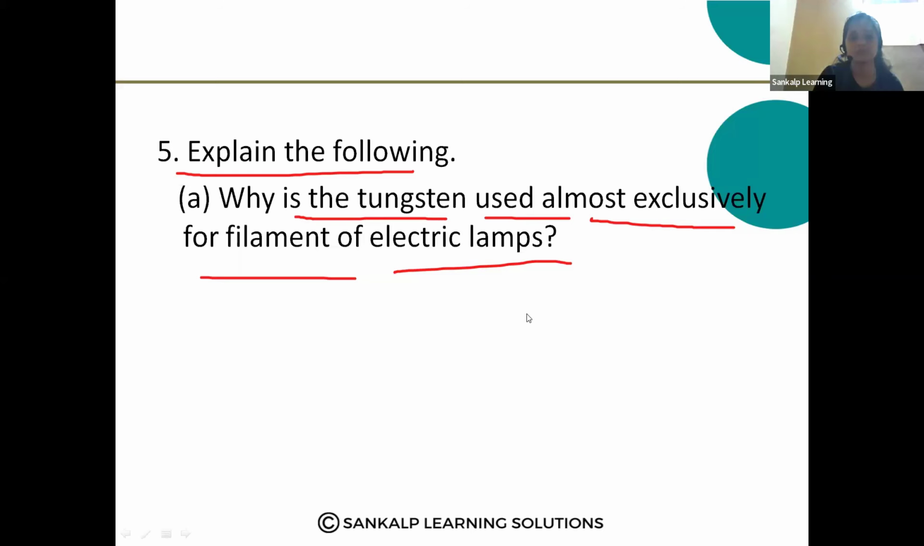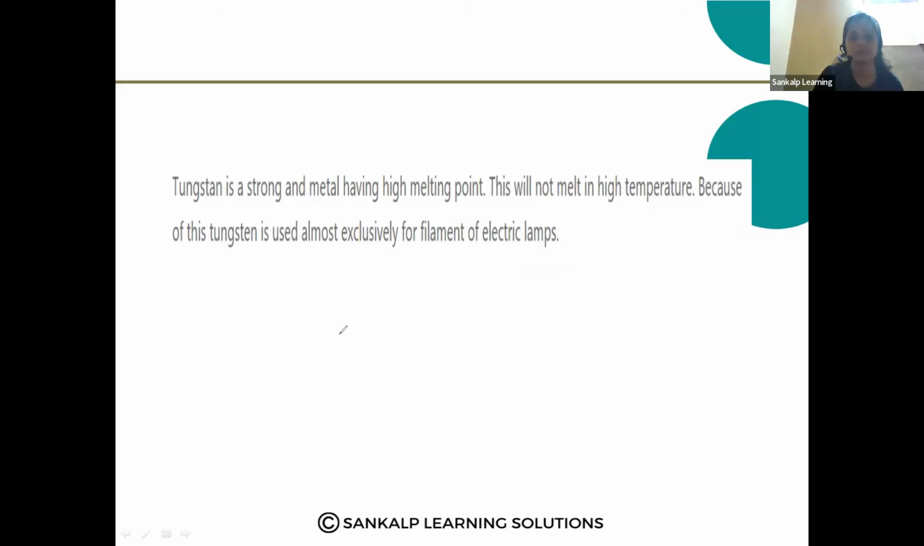That is having the high melting point. Means usually tungsten will not melt at a high temperature, because if that melts the electric lamp will not work, right? If it melts it will not work. So because of that, tungsten is almost exclusively used for the filament of the electric lamp, because tungsten is strong and needs a high temperature to melt.